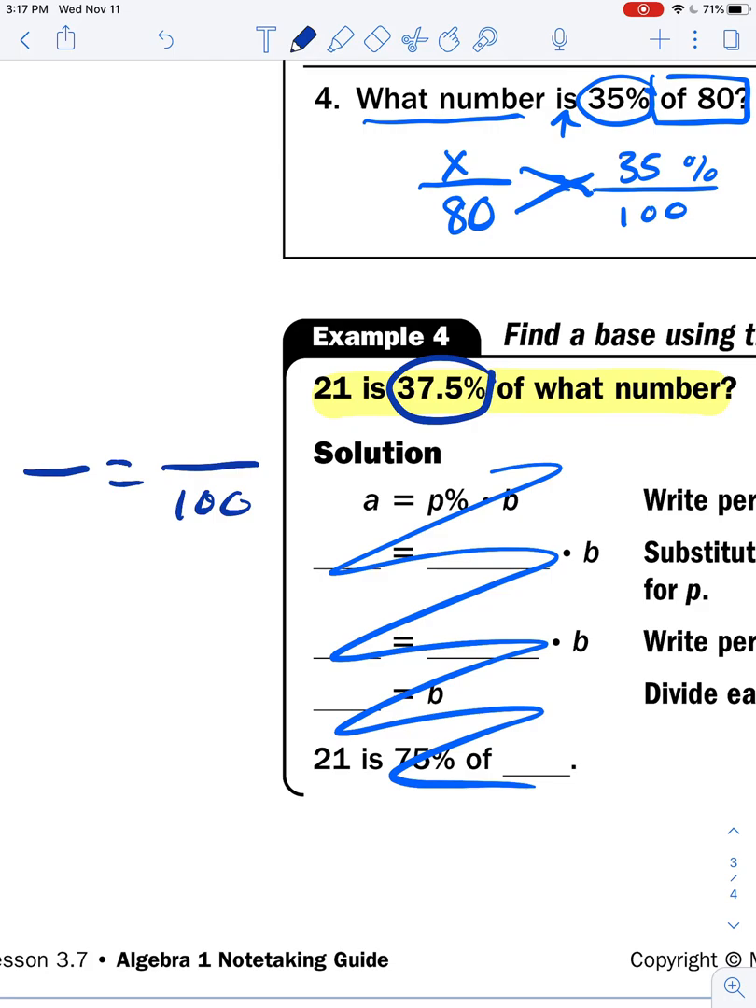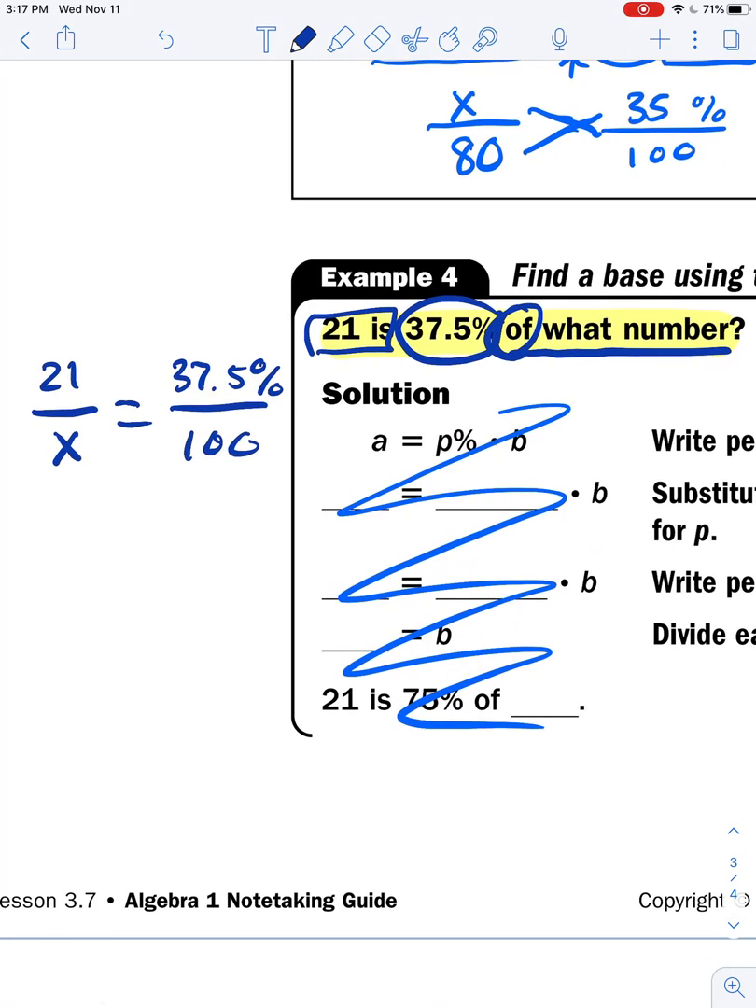So now I have new information. I still know the 100 goes here. I still know that the percent, which they gave me this time, goes here. And "of what number" tells me that the of number is the one I don't know. So the x is down here because 21 is my is number. So 21 is part of some bigger number. It's 37.5% of it. So once I find the proper spot for all my numbers, then I'm just doing the same thing over again, and I'm able to go back to cross multiplying.